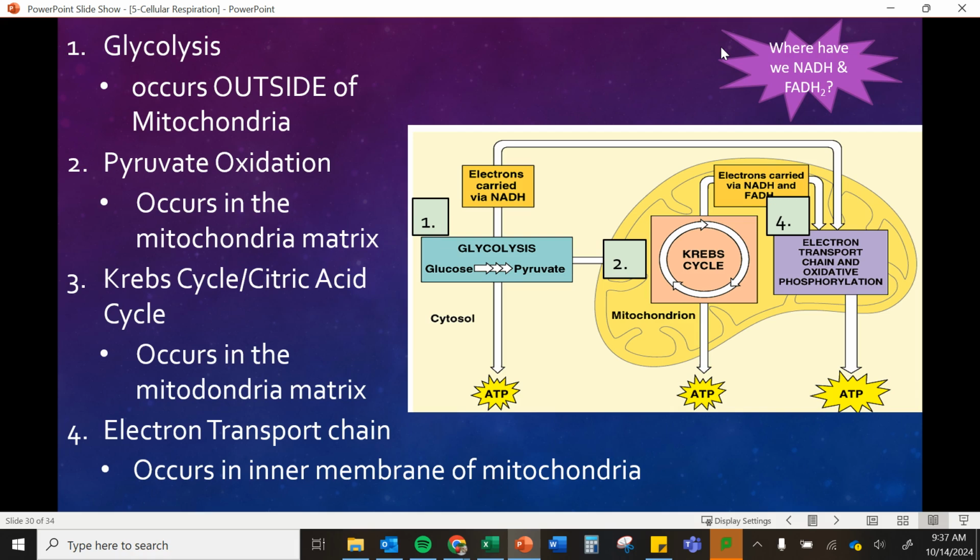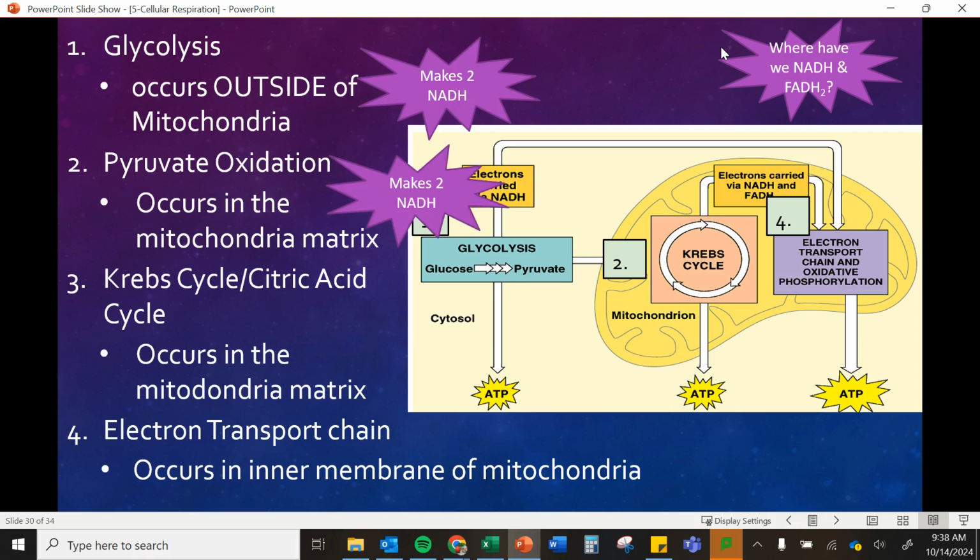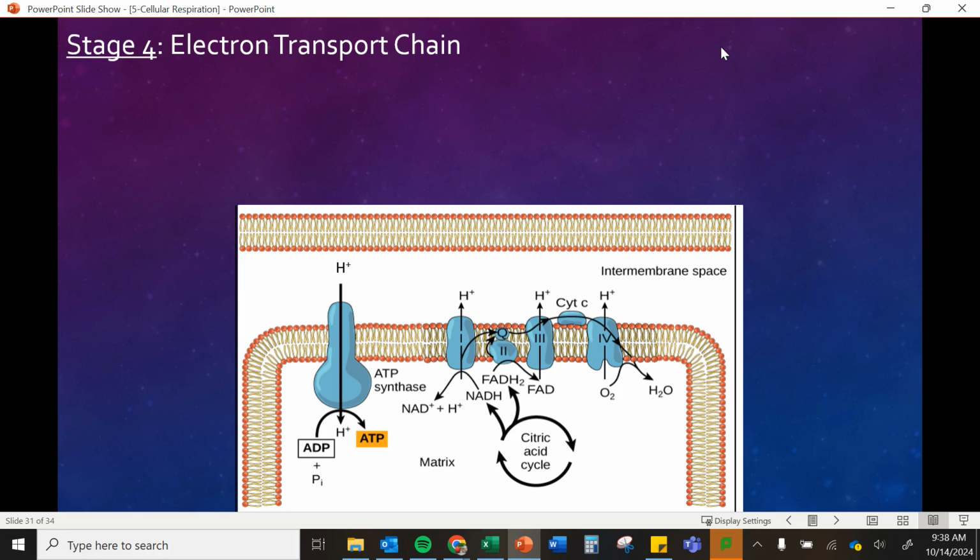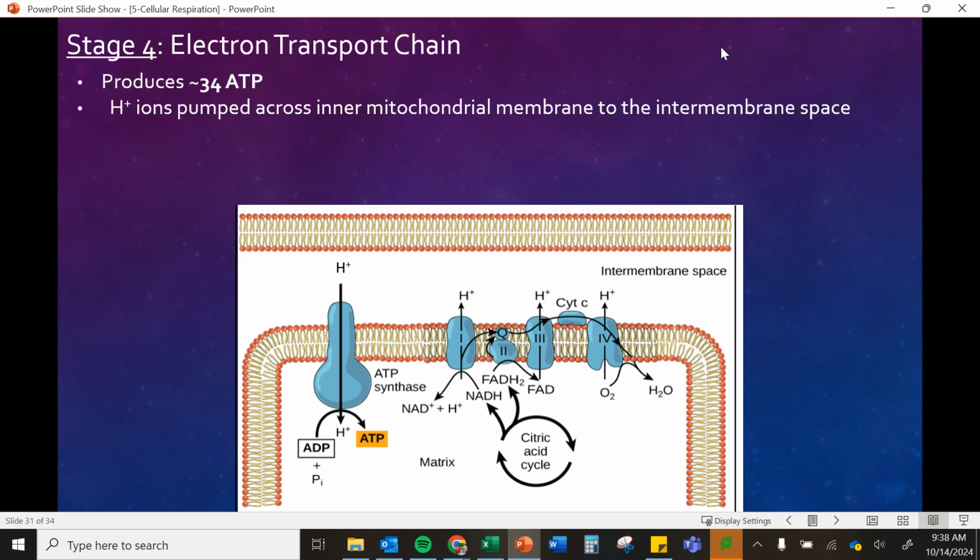As a review, where have we made FADH2 and NADH? We made NADH in glycolysis and in pyruvate oxidation. We made both in the Krebs cycle. Okay, so electron transport chain, all of this is now where we're using all those electron carriers that we produced in those first 3 steps.